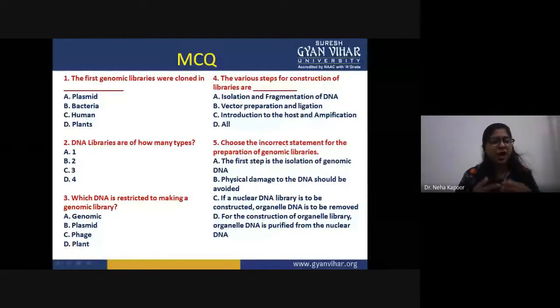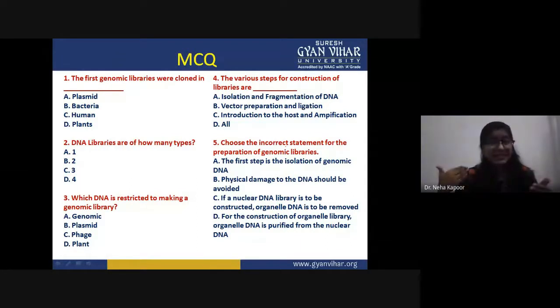These MCQs cover how the first genomic libraries were constructed, what the different types are, what a genomic DNA library actually is, how you can go for restriction digestion if you want to make a genomic library, what the different steps are, what the first step is followed by the second, what key points you need to keep in mind, how you can go for the construction, and how you can assure that all the DNA clones have been obtained. All of this information is shared in this lecture.